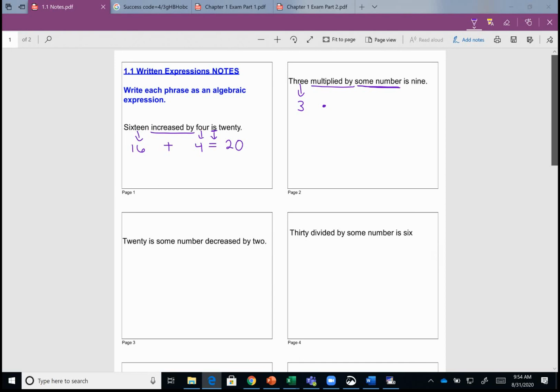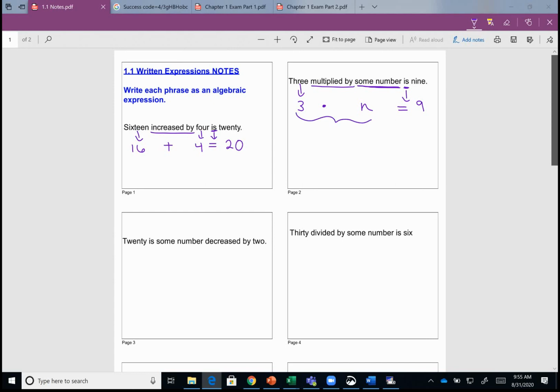For variables, we typically use letters. You can use whatever you would like. X is popular. I'm going to use N for number. You could use the first letter of your first name if you want. Is, again, means equals. And then we have the number 9.